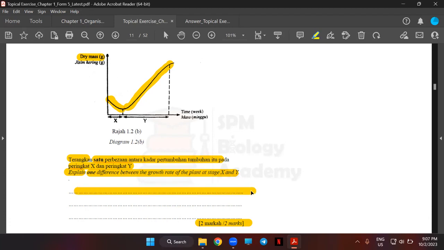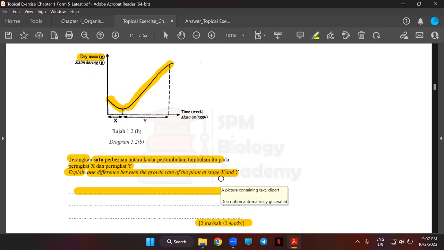Jadi, what is the first answer? First answer kita ialah the growth rate of the plant at stage X is lower compared to stage Y. Ataupun, the growth rate of the plant at stage X is lower compared to Y. Cukup lah yang tu. Okay, good answer already.